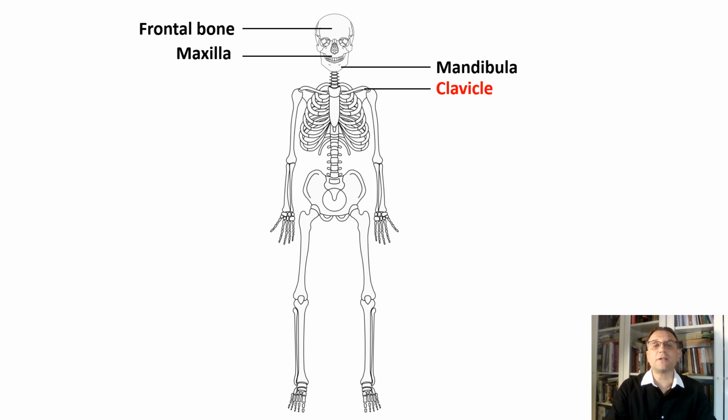The clavicle is the bone that connects the breastplate, we call it sternum, to the shoulder. Another word for clavicle is collarbone. The sternum or breastbone is a long, flat bone located in the central part of the chest. It connects to the ribs via cartilage and forms the front of the rib cage, thus helping to protect the heart, lungs, and major blood vessels from injury.